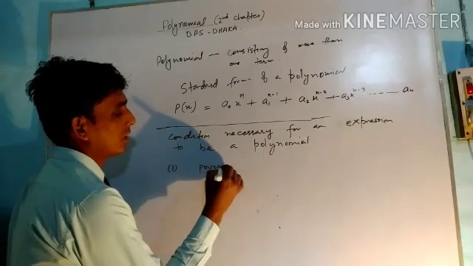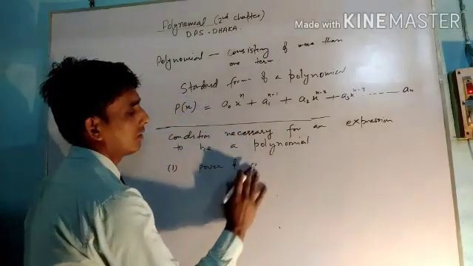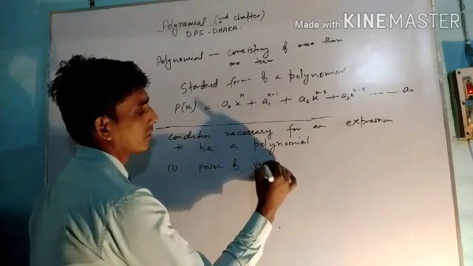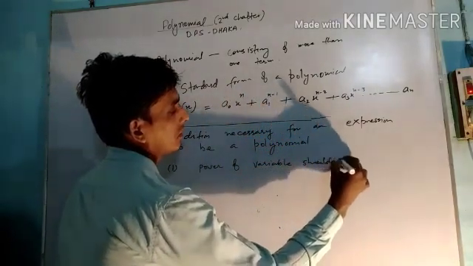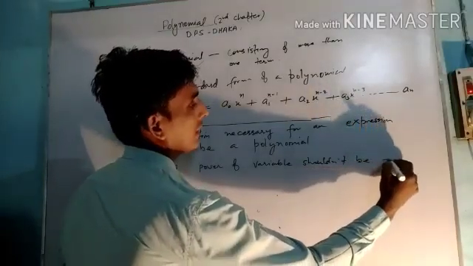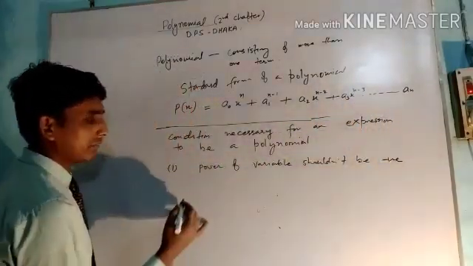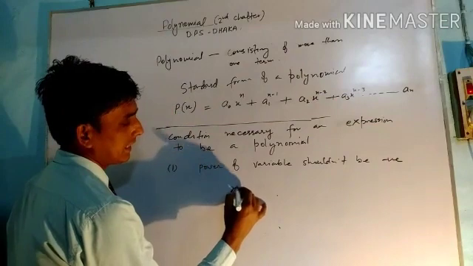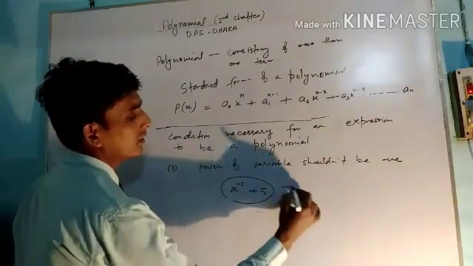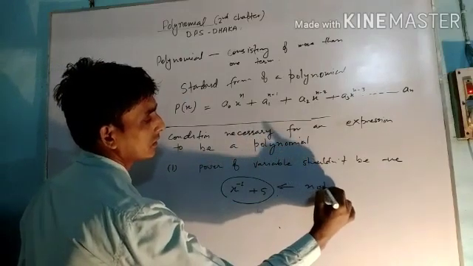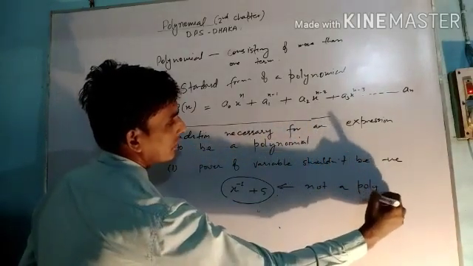the power of the variable should not be negative. For example, if it is written like this, x to the power minus 1 plus 5, so this is not a polynomial.